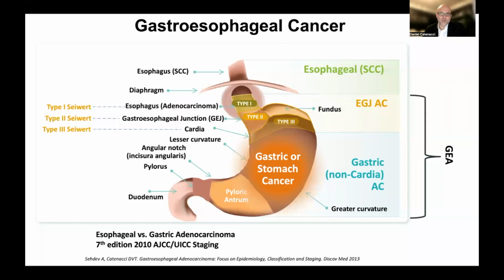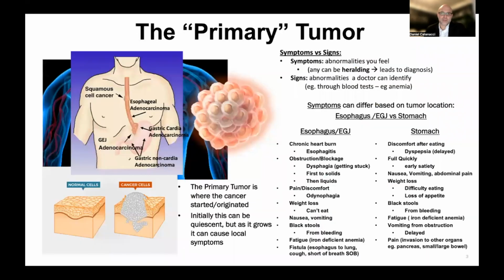In previous videos, we've looked at the three main subtypes of gastroesophageal cancer: esophageal squamous cell, esophageal gastric junction adenocarcinoma, and then gastric non-cardia adenocarcinoma. We talked about who's at risk for each of these, and the causes of each of these. And now we're going to talk about, as a consequence of presenting with symptoms from each of these, how we can confirm a diagnosis.